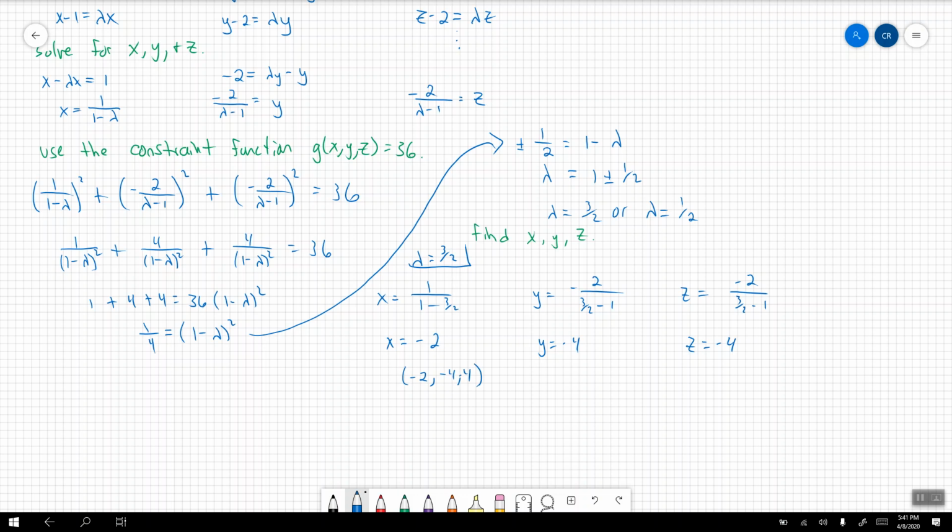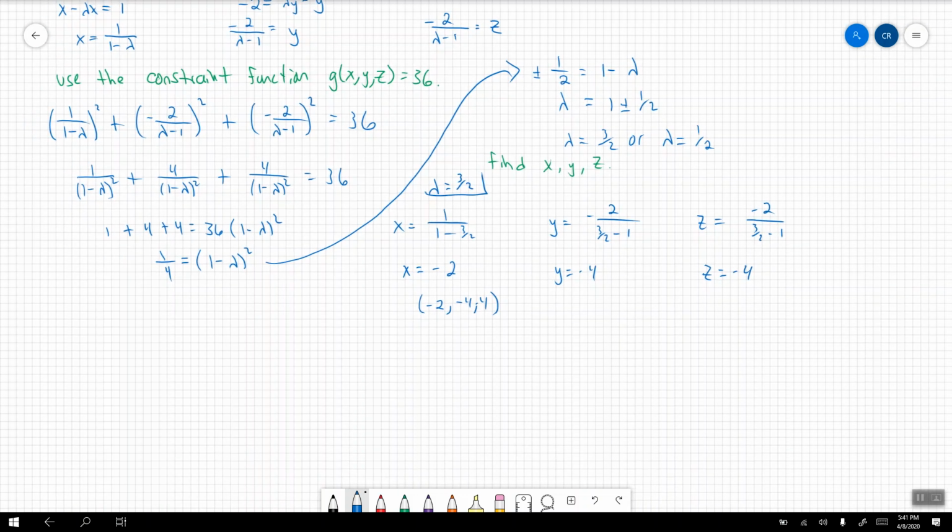Let's see if we can find the other one, the one when lambda is equal to 1/2. So now use lambda equal to 1/2. You give it a shot. Give this a shot and see if you can get the values using the same x, y, and z equations that we had right up here at the top of your screen. So go ahead and pause the video. I'm going to pause the video, work it out, and then come back and give you the answer. So pause it, take some time and do it.